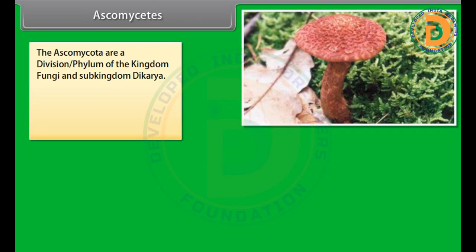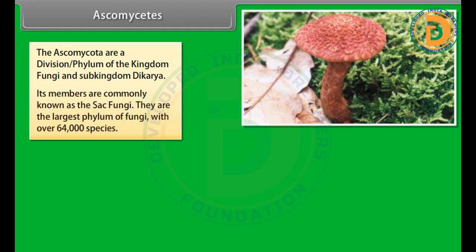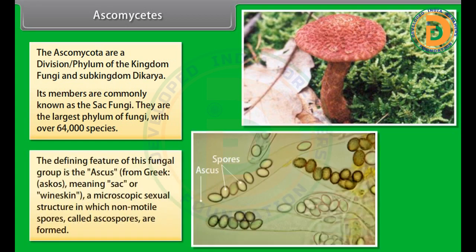Ascomycetes. The Ascomycota are a division or phylum of the kingdom Fungi and subkingdom Dikarya. Its members are commonly known as the sac fungi. They are the largest phylum of fungi with over 64,000 species. The defining feature of this fungal group is the ascus, from Greek askos, meaning sac or wineskin, a microscopic sexual structure in which non-motile spores called ascospores are formed.